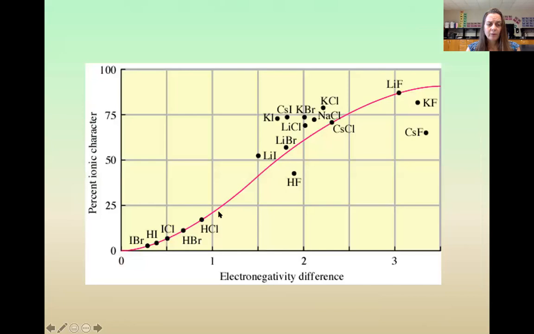So if we look at these, we'll notice that down here we have low electronegativity differences. These are covalent compounds. Some of them are nonpolar covalent compounds, and some of them are polar covalent compounds. Up here we have our ionic compounds. And so we talk about percent ionic character. Now, hydrogen fluoride, or hydrofluoric acid, you'll notice is up here at almost 50% ionic character. It is certainly a covalent compound, but it has some very strong polar characteristics.